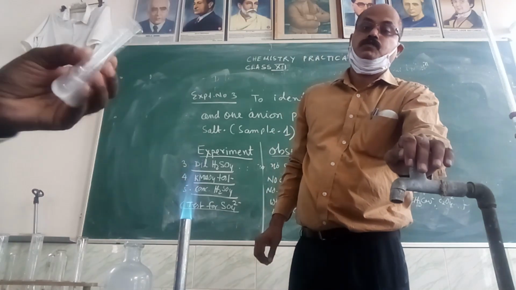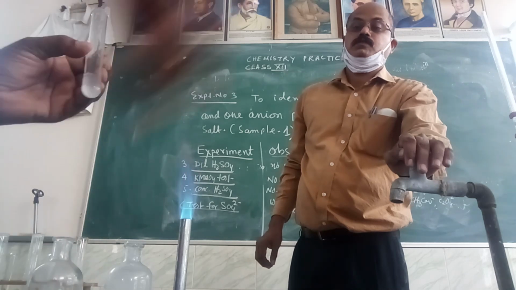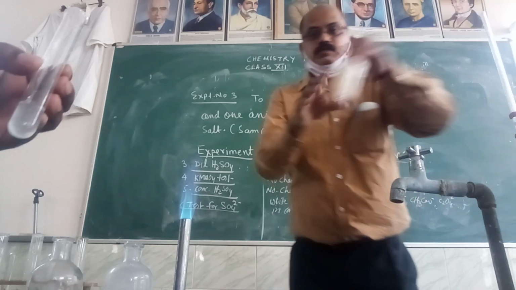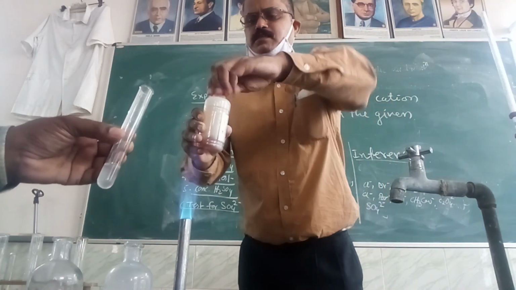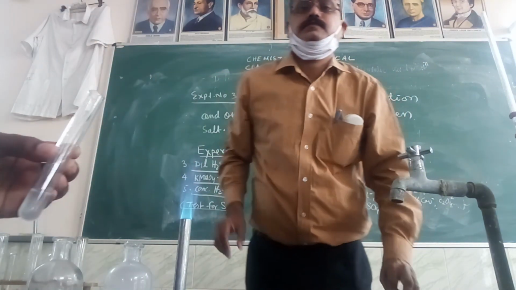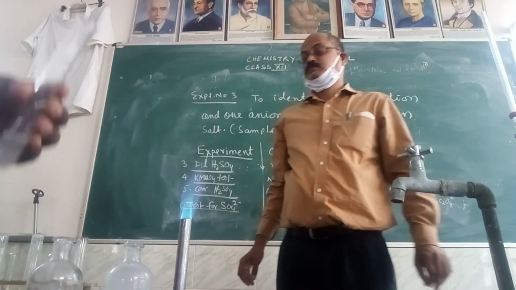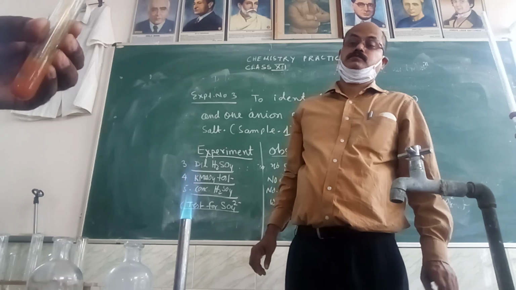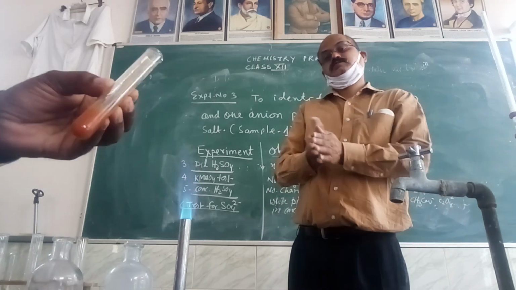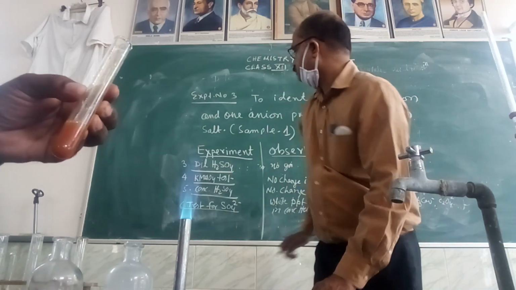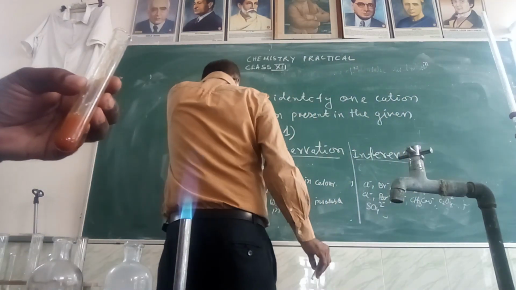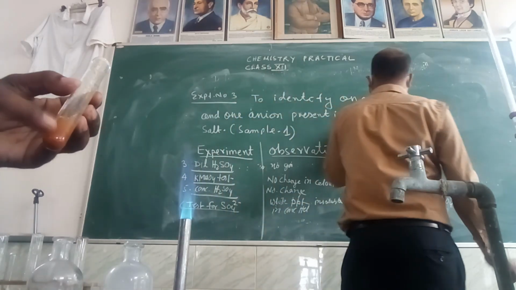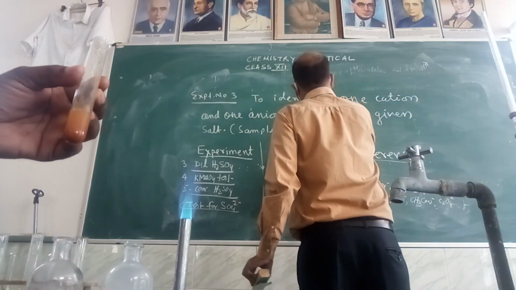You see, ammonia gas is released, and then we add a few drops of Nessler's reagent solution. This is Nessler's reagent. What do you find? Formation of a chocolate brown precipitate. It is potassium mercury iodide, Nessler's reagent. It forms a chocolate brown precipitate, and that indicates the presence of ammonium ion in the salt.